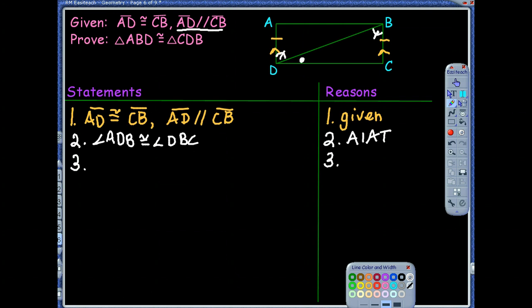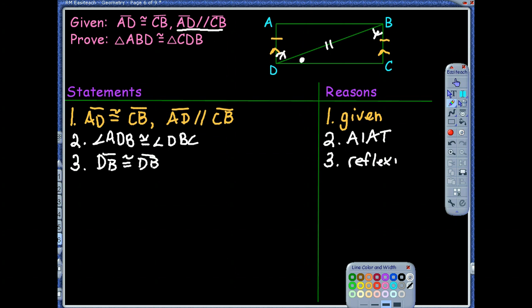Oh, I see one more thing. They have a common part. I shouldn't say overlap. They share a side. So I noticed that DB is congruent to itself, and that reason would be the reflexive property.